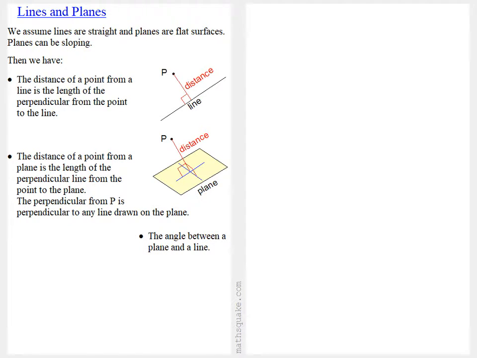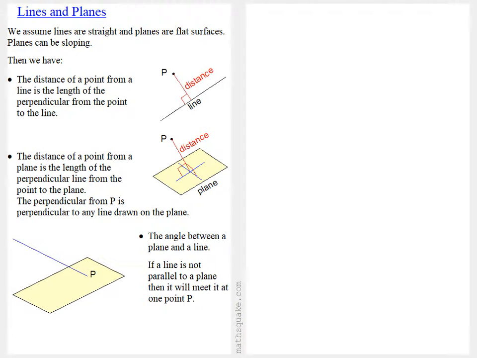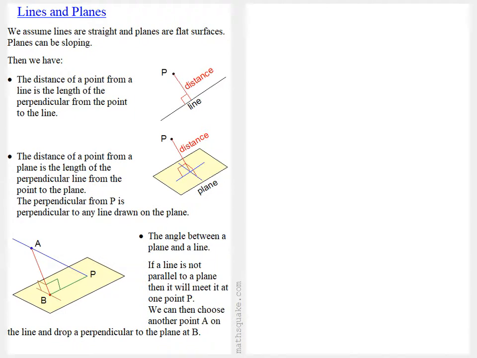Now, we may be interested in the angle between a plane and a line. If a line is not parallel to a plane, then it will meet it at one point, let's say P. We can then choose another point, A, on the line and drop a perpendicular from A to the plane at a point, say, B. Then, the angle between the line and the plane is the angle APB.